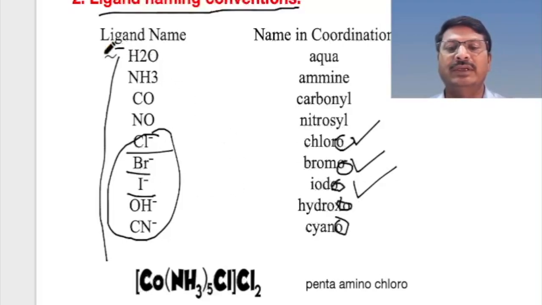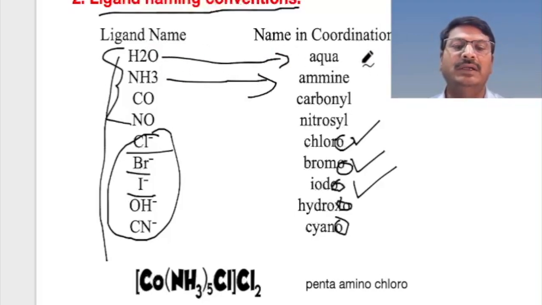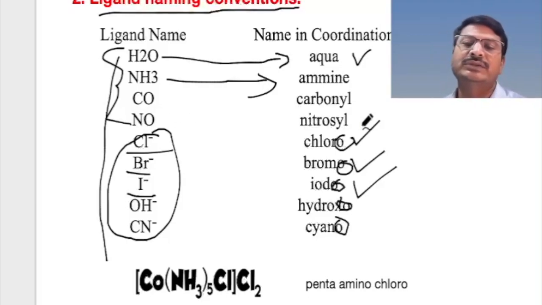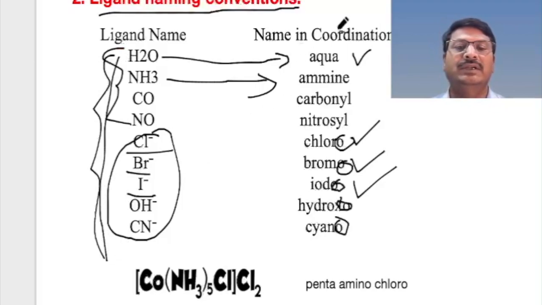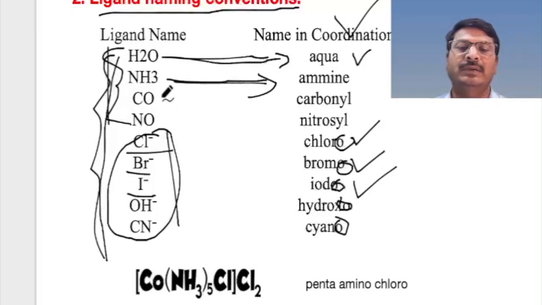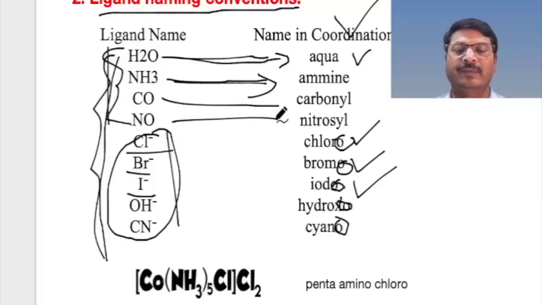And when you come to the neutral ones, the name depends upon the compound. For example, water is written as aqua, ammonia will be written as amine, CO will be written as carbonyl, NO will be written as nitrosyl, like that. So depending upon the ligand, you use the name of the compound. If it is negative, the name will end with O. If it is neutral, you use the name of the compound.